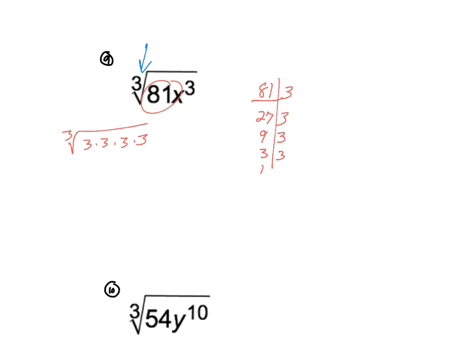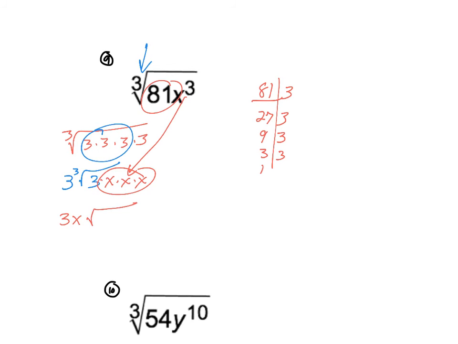It's a cube root. We're looking for sets of 3 then. We can take the 3 out once and leave a 3 inside. Now this x, there's 3 of them. And we're looking for a cubic root, so we can take out 1. So your answer is 3x cube root of 3.